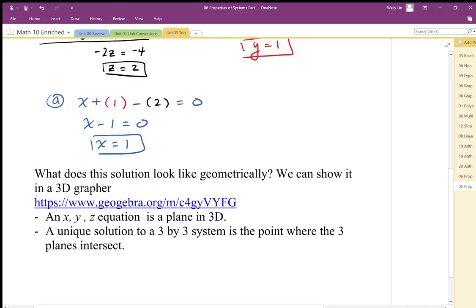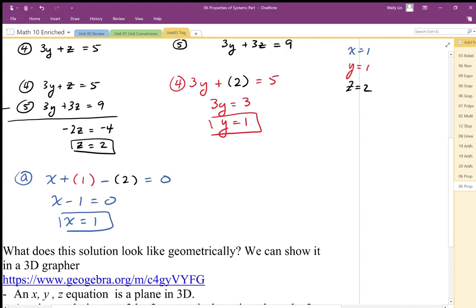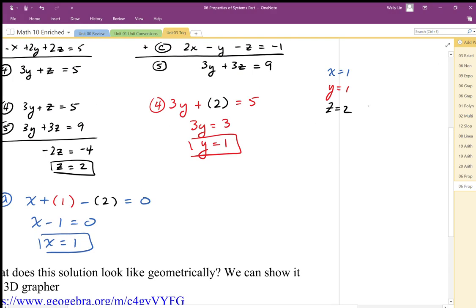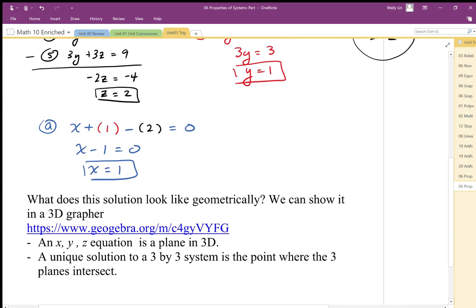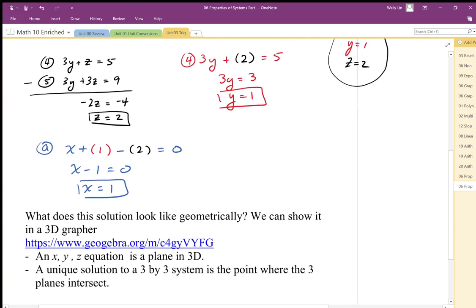And if we have 3 planes that intersect, well, 2 planes intersecting will intersect in a line. 3 planes, if you have a third plane intersect that line, we're going to have the point. And that singular point then becomes the solution to the system of equations. So in this case, it's going to be 1, 1, and 2. And we can see this in a graph when we graph 3 planes.